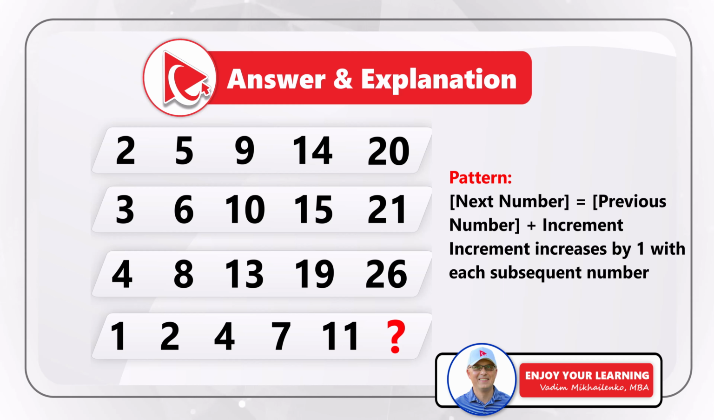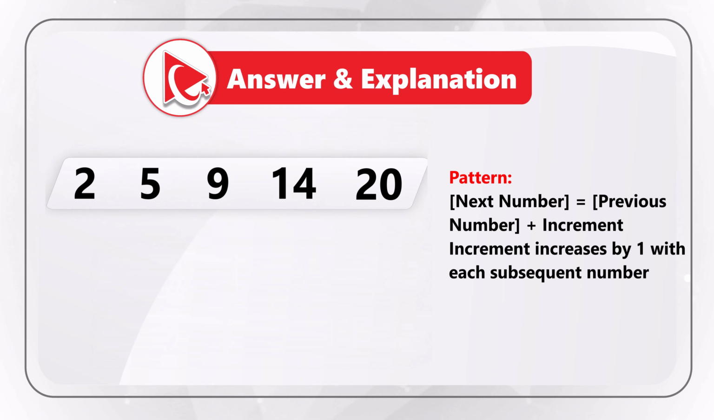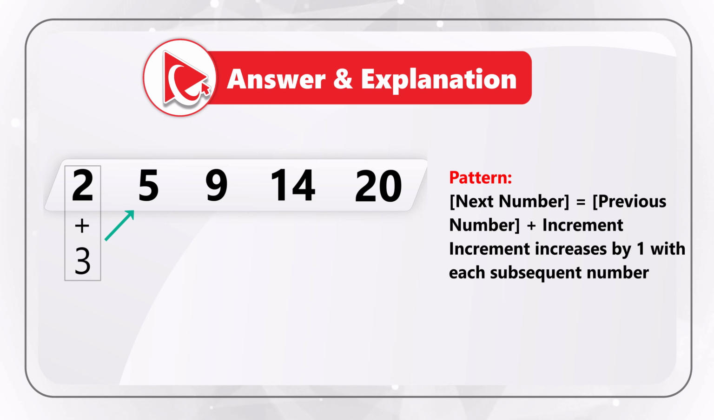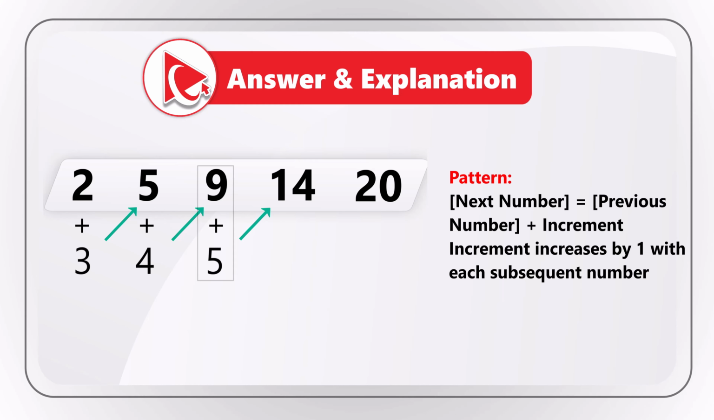Let's look at the example on how calculations are done for the first row of numbers. In the first calculation, the increment is 3. 2 plus 3 equals 5. Then increment increases by 1 and from 3 becomes 4, which means 5 plus 4 equals 9. Then increment increases again and 9 plus 5 equals 14. 14 plus 6 equals 20.